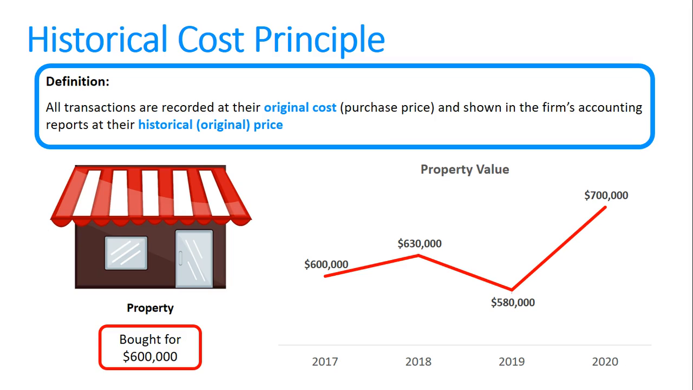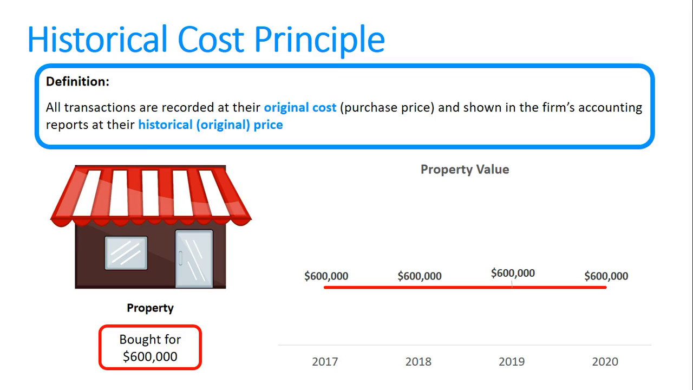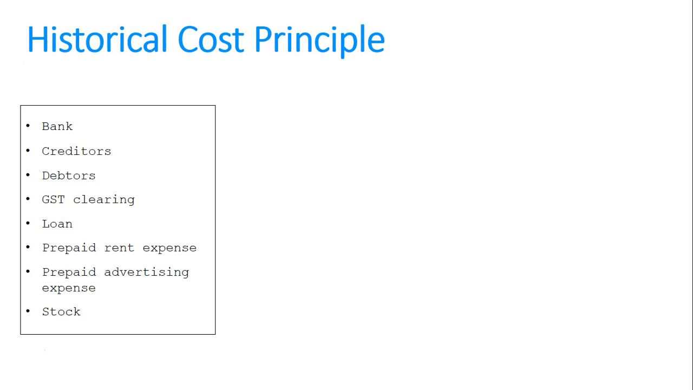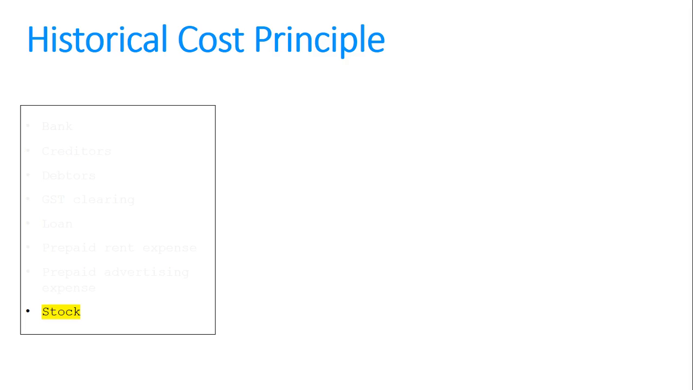That's what happens in the real world. What this principle says, though, is that this property would always be recorded at $600,000 over time. It would never go up or down in value. It would always be recorded at its historical cost. So which of these items here best demonstrates that principle? We're going to use stock down here at the bottom.